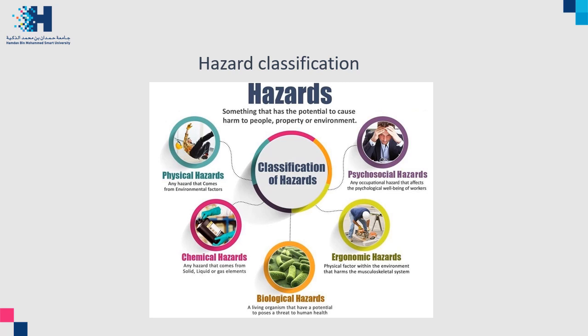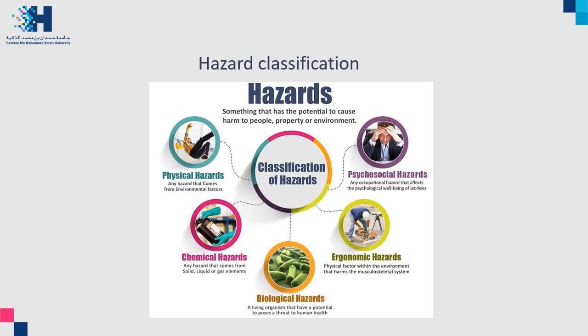Biological hazards. These are hazards that can cause harm to workers through exposure to biological agents such as viruses, bacteria, or fungi. Biological hazards can be classified into 4 categories: viruses, bacteria, fungi, and parasites. Physical hazards. These are hazards that can cause harm to workers through exposure to physical factors such as noise, vibration, radiation, or extreme temperatures. Physical hazards can be classified into 3 categories: mechanical hazards, radiation hazards, and environmental hazards.